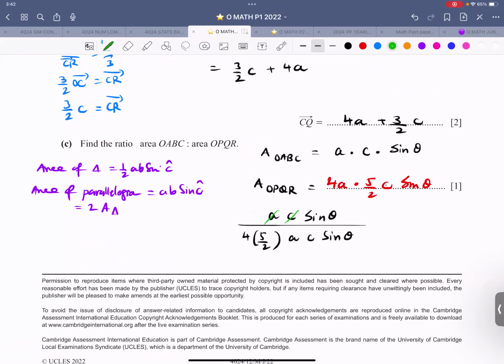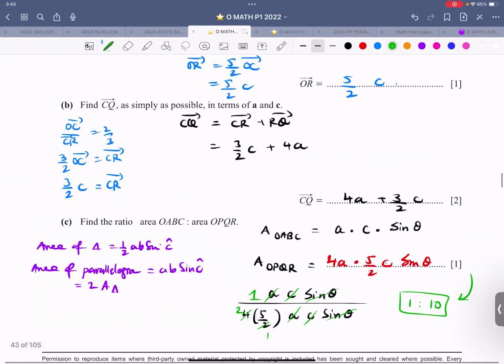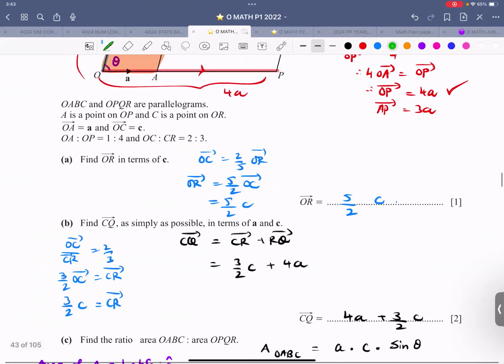The A and the C and the sine theta cancel out. We are left with 1 over 4 times 5 over 2. So the answer comes out to be 1:10. So therefore, this answer over here is 1:10. That is the ratio of the areas. Yes, it was a tricky part, but only for 1 mark. Actually, it's worth more than that, but it's only for 1 mark.